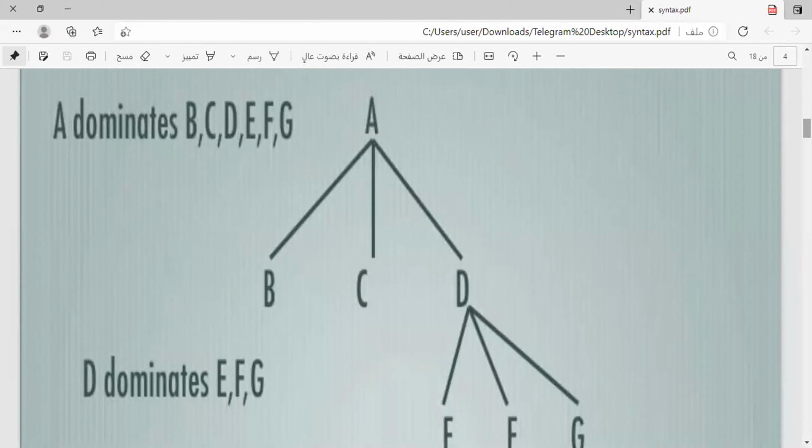In this tree, we have A. A dominates all nodes in the tree, but it only immediately dominates B and C and D. So Ru'a, A dominates everything: B, C, D, E, F, G. Immediately it dominates B, C, D. But it dominates also E, F, G, but not immediately. Only D dominates E, F, G. Excellent.